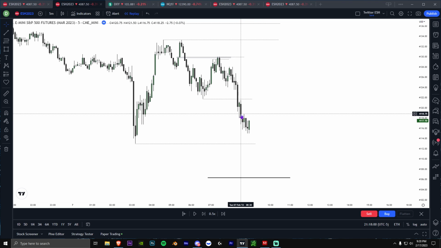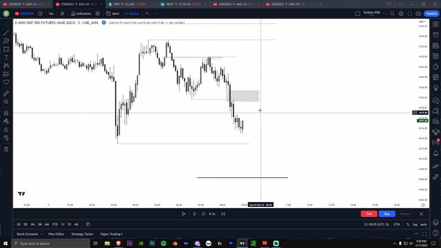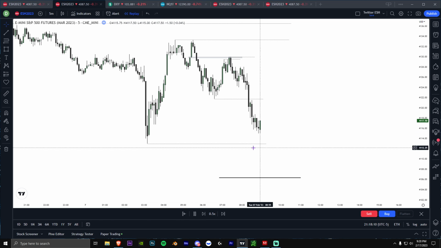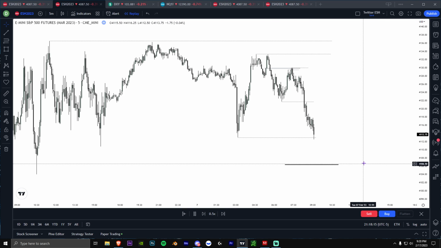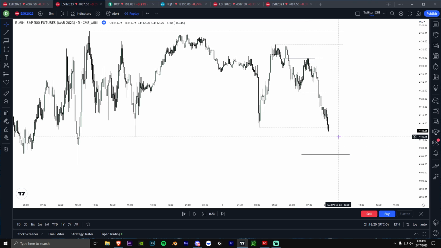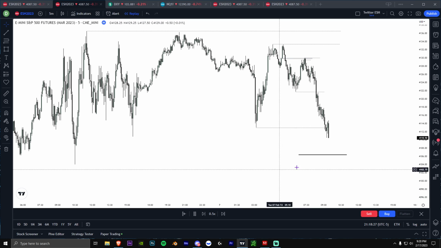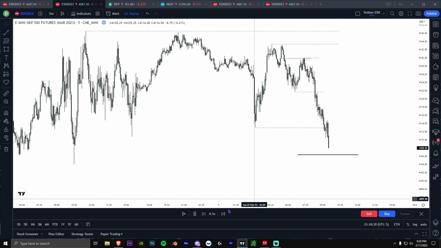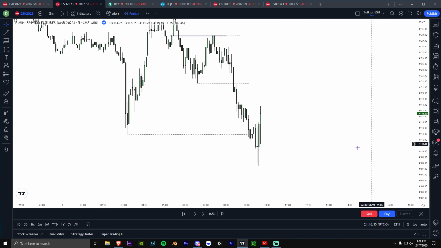Where? Right here. Yeah, that's not a bad entry at all. And then your target would be this low now. Now we've swept this low, so now I would be looking for another long. I'm not sure if we're gonna go down here or not. You can see I have this consequent encroachment drawn out. Do you see an entry yet?